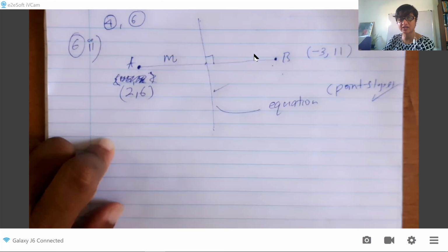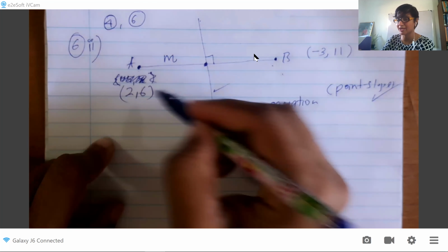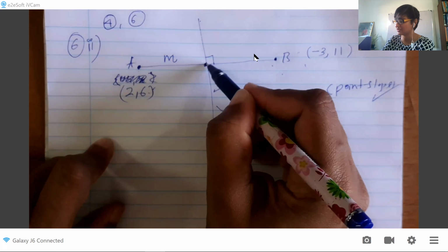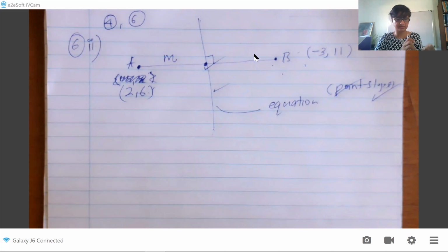Can I find a point on this line? It passes through the midpoint of the line joining A and B. I know how to find the midpoint between 2 points. There's a formula. So you can find this point. So point you can find, the slope you can find. Then it's just a matter of putting those 2 in the point slope form. Okay, since all of you have gotten it, I would not spend any more time explaining that. That's really good.